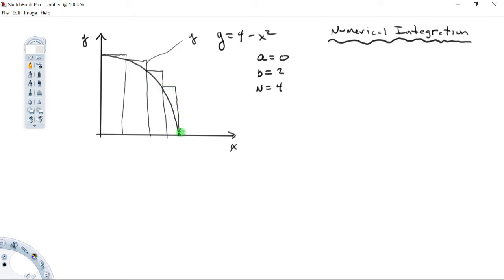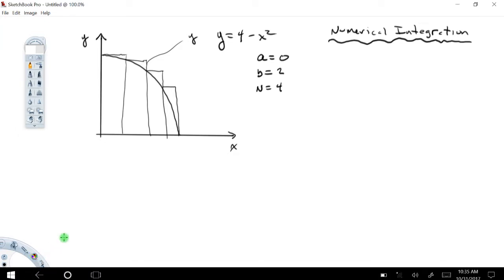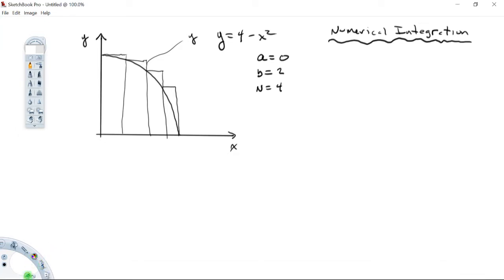Now, if we do something like this, you'll notice we're including areas here, here, here, and here that are not actually under the curve. So I'm going to get an answer that's a little too big. What we want is something in between. So I am going to orient my rectangles so that the midpoint of the rectangle goes through the curve, maybe something like this.